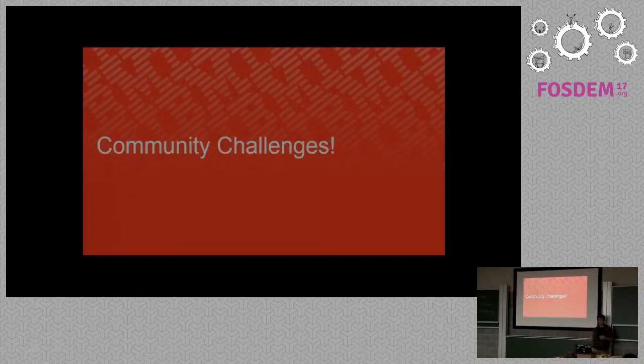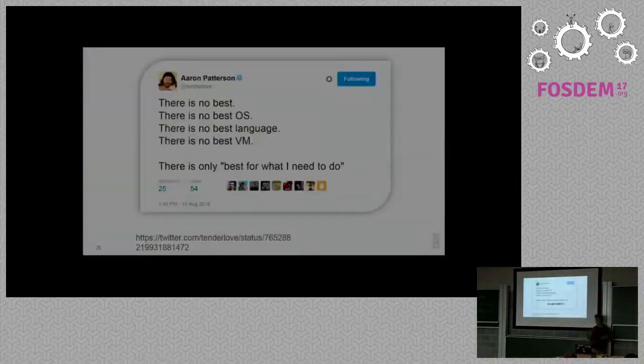So the first set of challenges that I want to talk about are challenges that we have in the community. Aaron Patterson has this great tweet that I have now used in 2 talks and will probably use in many more because I really like it. And there is no best of anything. And so for us, there is no best Ruby JIT, there is no best Ruby interpreter, there's just what works for your use case. So for your use case, that might be Truffle Ruby, that might be JRuby, that might be Rubinius, that might be Ruby plus OMR, that might be mRuby.